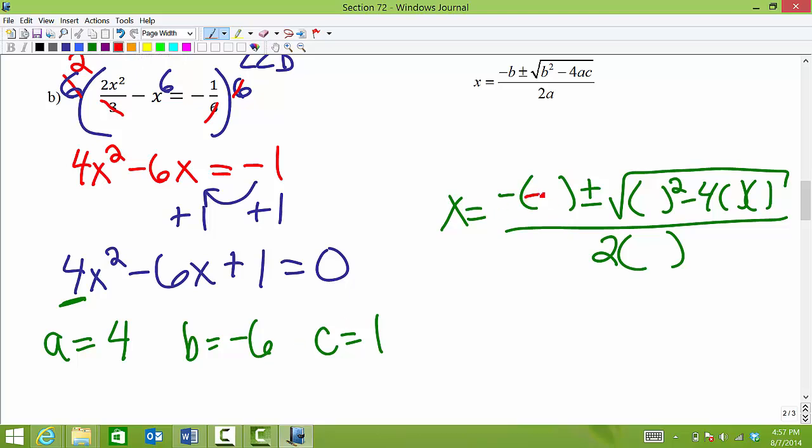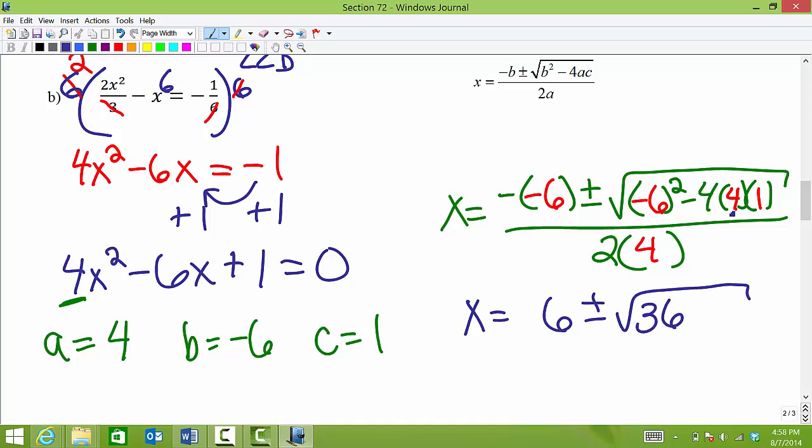Then we're going to go through and fill in. Everywhere we have a b, we're going to put a -6. Everywhere that I have an a, I'm going to put a 4, and c is 1. So we're going to divide here by 2a, which is 4. And now we're going to simplify. x is equal to +6 plus or minus the square root of 36 minus 16, all over 8.